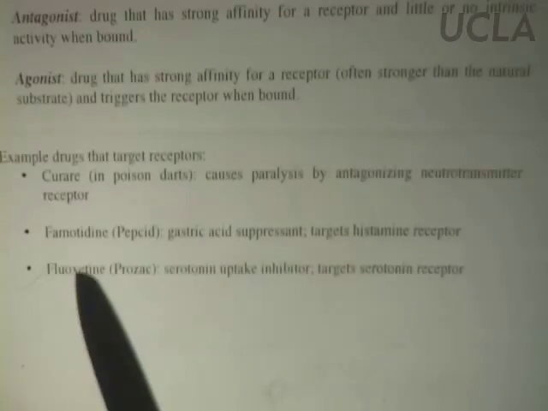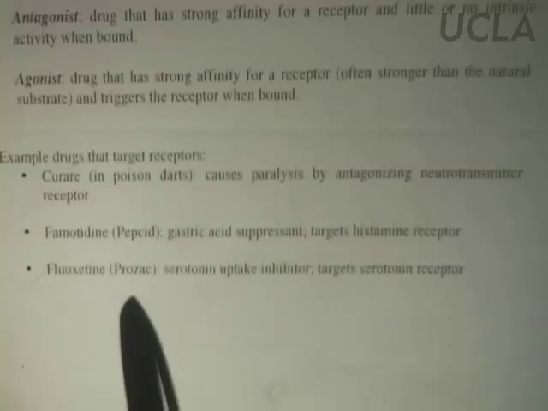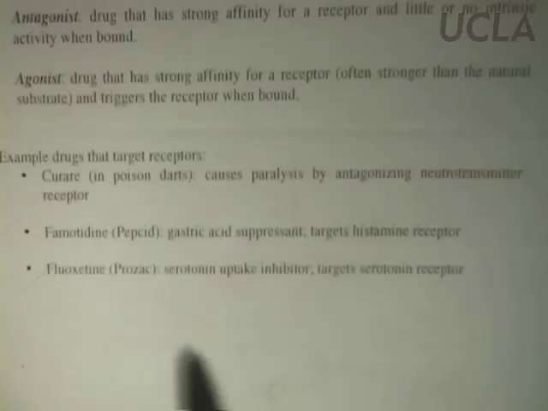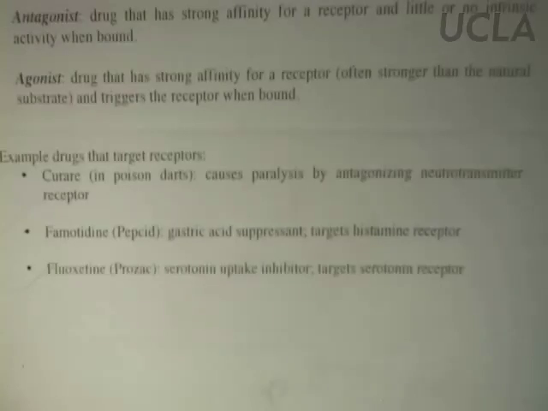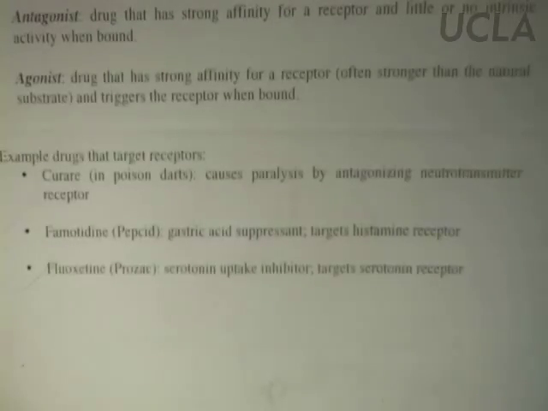And so famotidine is a drug which actually blocks that receptor but doesn't cause it to fire, so that would make it an antagonist. Prozac is one of a group of serotonin uptake inhibitors. What it does is it sits in the serotonin receptor and blocks it from new serotonin coming in, which helps modulate neurotransmitting and mood and the things related to that. All right, now let's switch to enzymes.